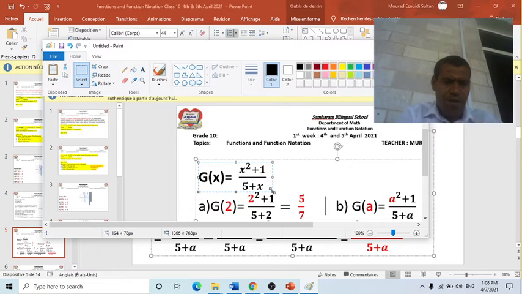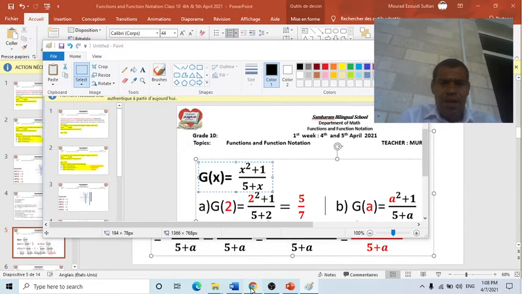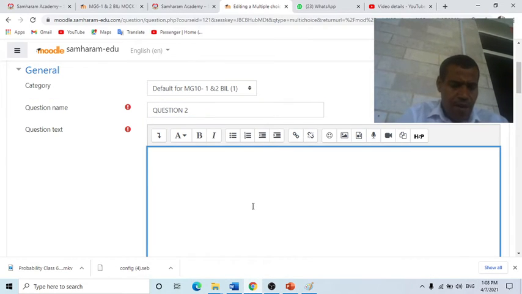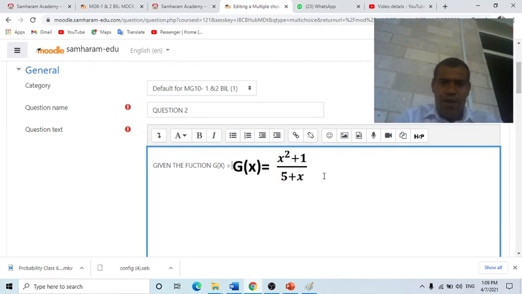I suppose that is clear. Okay. Then I will move here. Then I paste this one. I will write first, given the function g of x equal, then I will paste this. Okay. The question now, find g of negative, for example, 1, 2, 3, negative. Okay, find g of 0. It's very easy for the system.